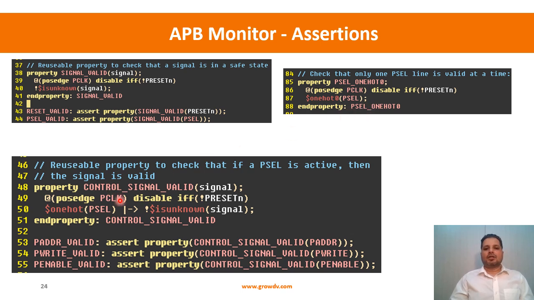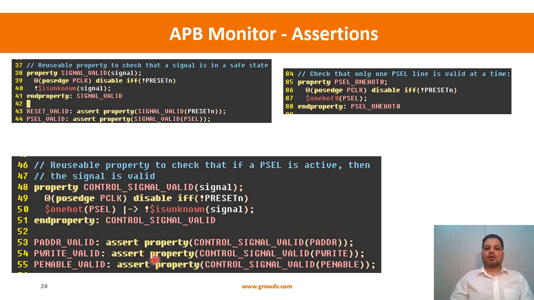And then we have a bunch of reusable properties to check that after the PSEL has been asserted, the signal doesn't become unknown. We know that the signal must hold, right? After the PSEL is asserted, that is after the control phase, it must hold, and we are doing it for PADDR, PWRITE, and PENABLE. This is the overlapping implication. So as soon as the PSEL becomes onehot, that is one of them has been asserted, from the same clock onwards, it will expect the signals to not show any unknown values.